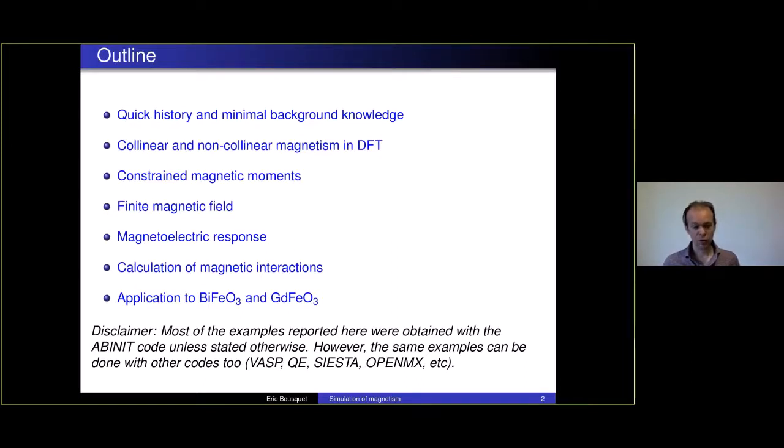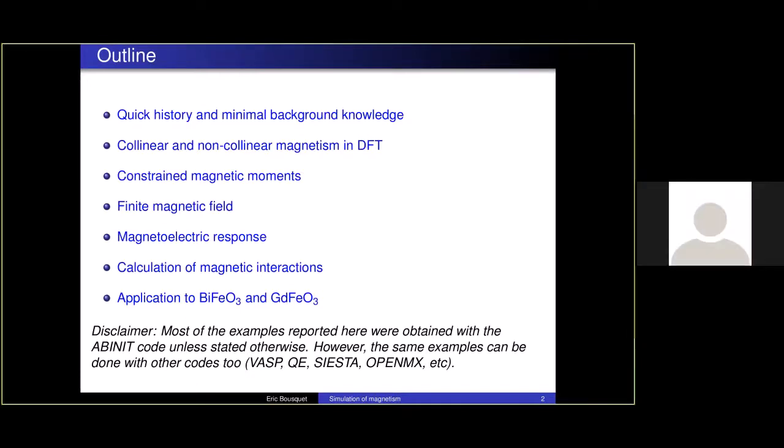And then I will show one of the main targets of what we often want to do, which is to fit a Heisenberg model against the DFT calculation to extract all the magnetic interaction parameters. I will show you the two main methods that can be used. And I will show quickly two applications in bismuth ferrite and in gadolinium ferrite that are magnetoelectric.